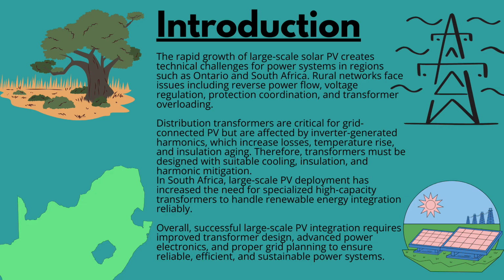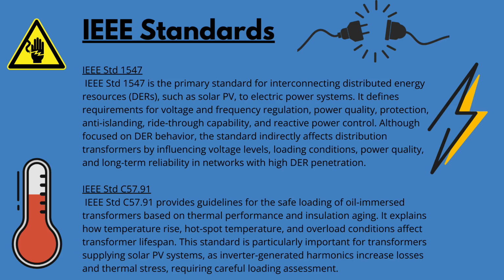Okay, for the introduction of this topic, the rapid growth of large-scale solar PV creates technical challenges for power system in regions such as Ontario and South Africa. Distribution transformers are critical for grid-connected PV but are affected by inverter-generated harmonics, which increase losses, temperature rise, and insulation aging. In South Africa, large-scale PV deployment has increased the need for specialized high-capacity transformer to handle renewable energy integration reliably. Overall, successful large-scale PV integration requires improved transformer design, advanced power electronics, and proper grid planning to ensure reliable, efficient, and sustainable power systems.